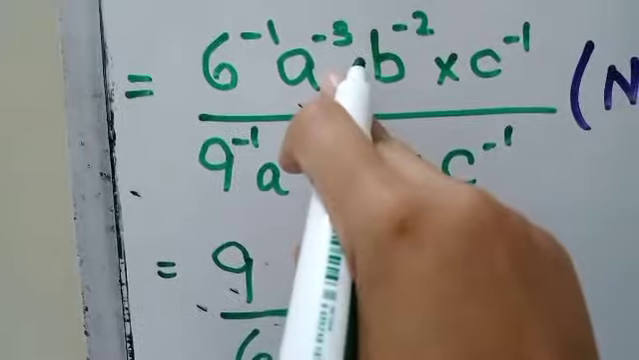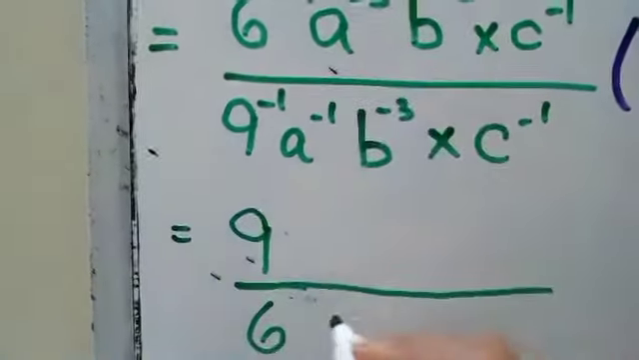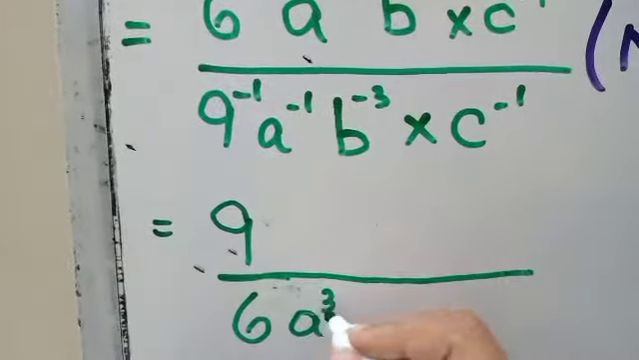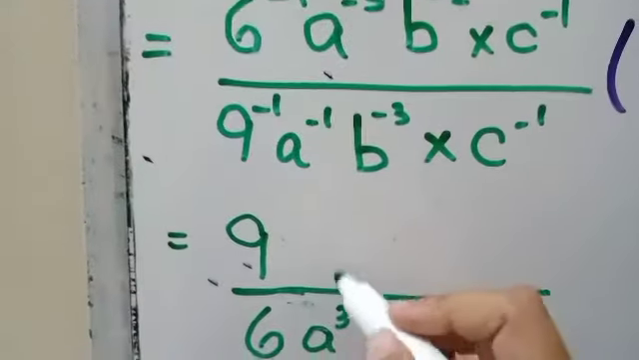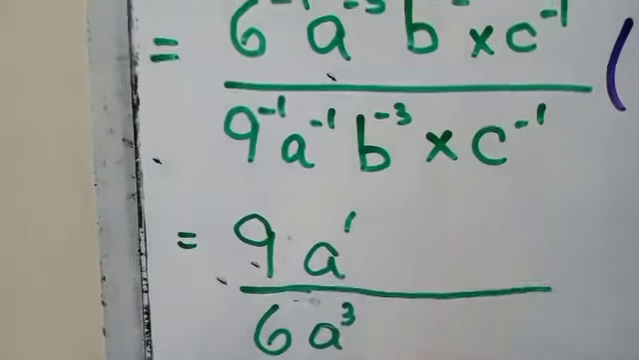Now a to the power minus 3 is negative, so I will bring this down and it will become positive. This is negative, so you will take it up, and it becomes 1.